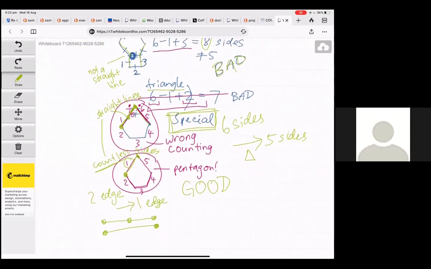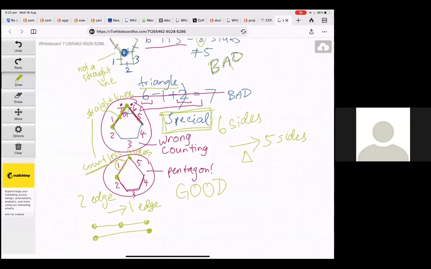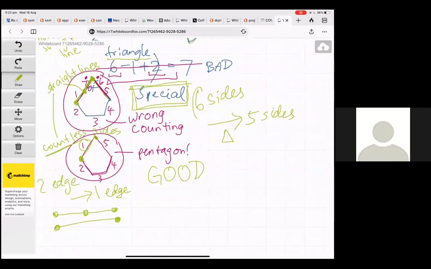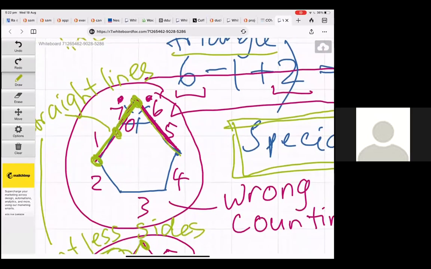So, does everyone understand why the triangle was special and why for the triangle we can go from 6 sides to less sides, 5 sides? It's basically because we created this straight line by adding on the shape.